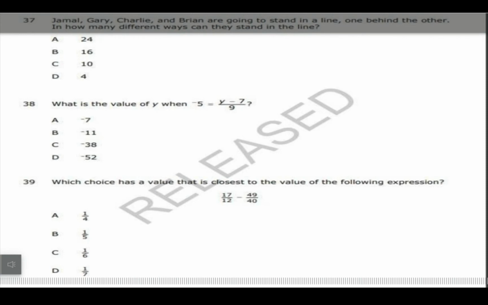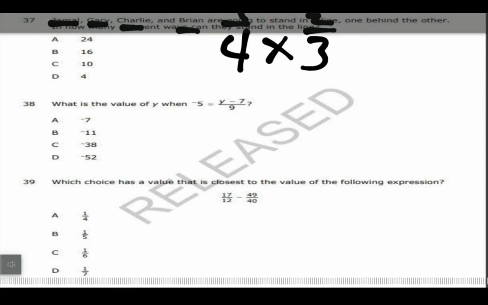35 says Jamal, Gary, Charlie, and Brian are going to stand in a line, one behind the other. In how many different ways can they stand in line? Now, this one is actually a permutation. For permutations, you could do a table for this, but it's going to take you a little while. You count how many people there are. So 4 people can stand in line in the first spot. In the second spot, somebody's got to stand in line first, so that means 3 people can stand in line second. Third, same thing. Somebody's got to be in second and first, so that means two more people can stand in third.